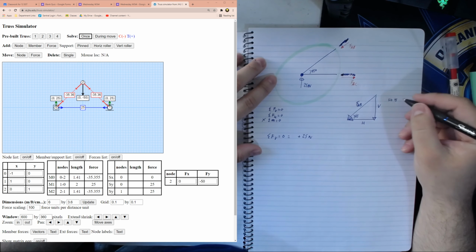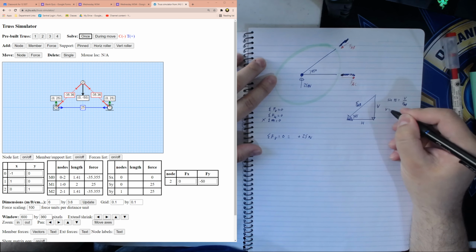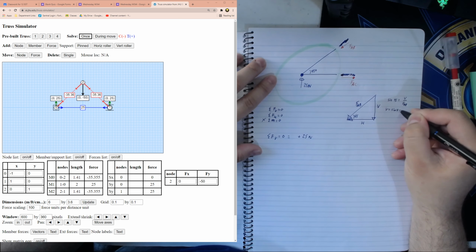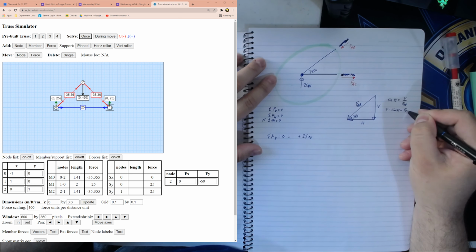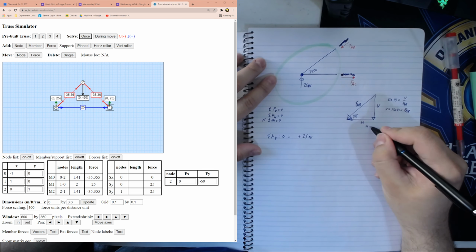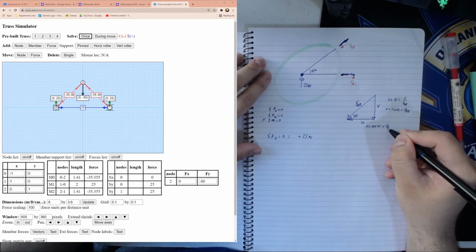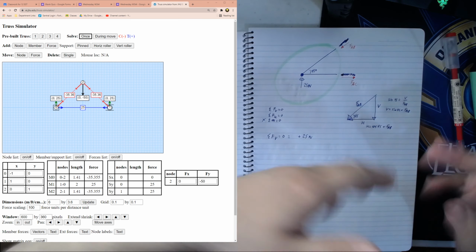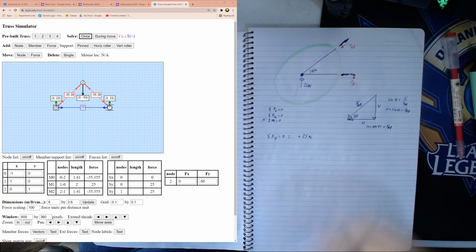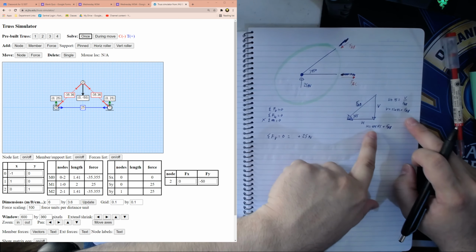So sine 45 is going to equal, sine is opposite, right? So that's V over FAB. So then V is going to equal sine 45 times FAB. And because we're dealing with trigonometry, H is going to equal cos 45 times FAB. And we're lucky because at 45 they're obviously equal, but as the angle changes, that could be different. So what we've done here is we've broken this down into horizontal and vertical components.